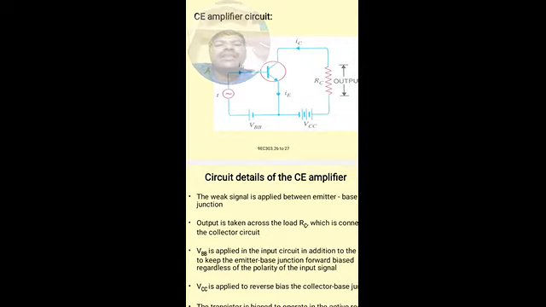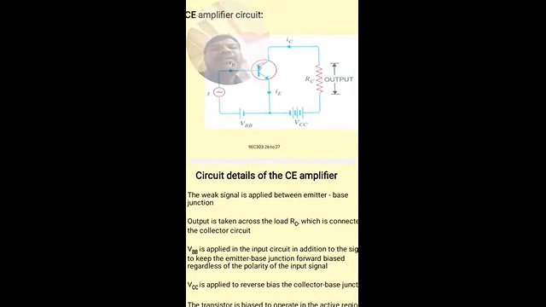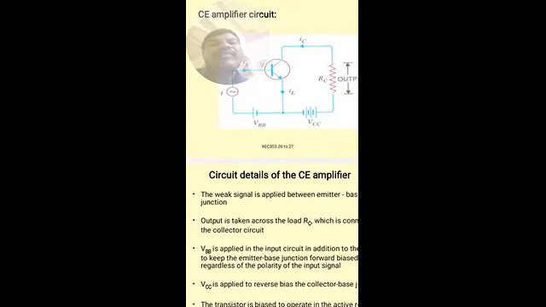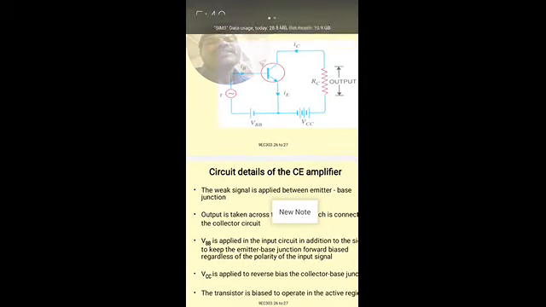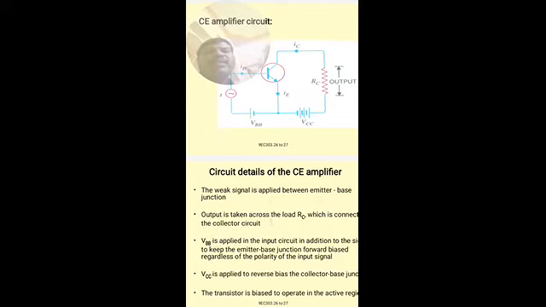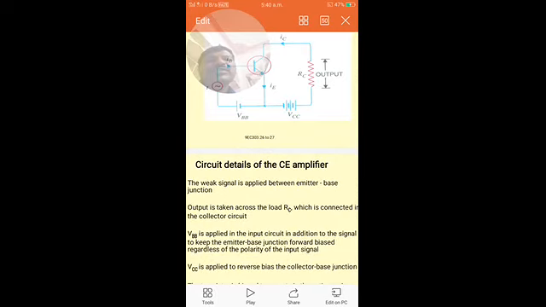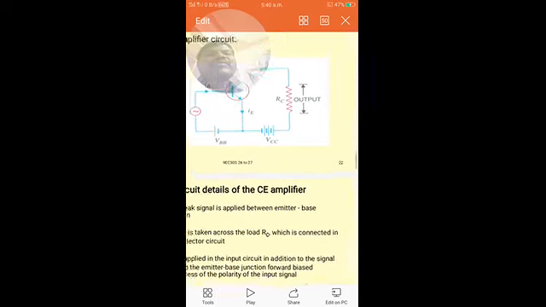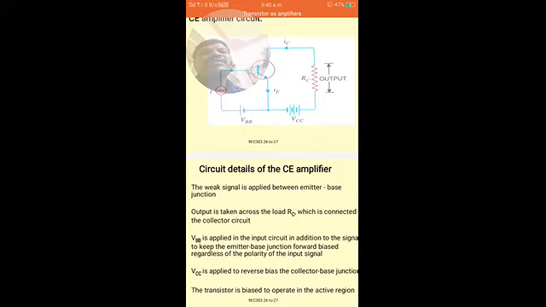The weak signal that is to be amplified is applied between the base and emitter junction. So this is the signal applied between the base and emitter of the transistor. The output is taken across the load RC. This is the output voltage.